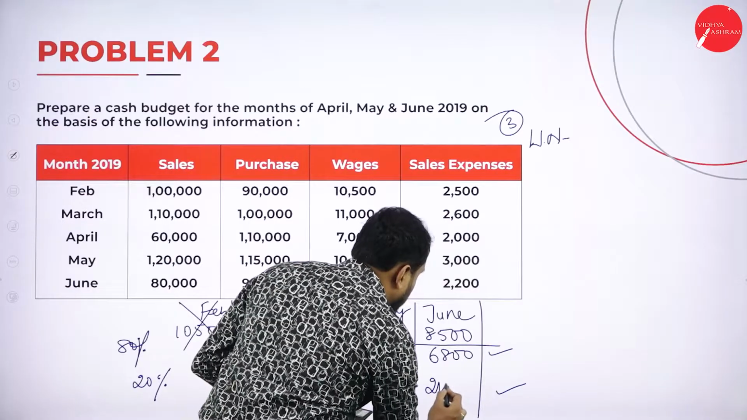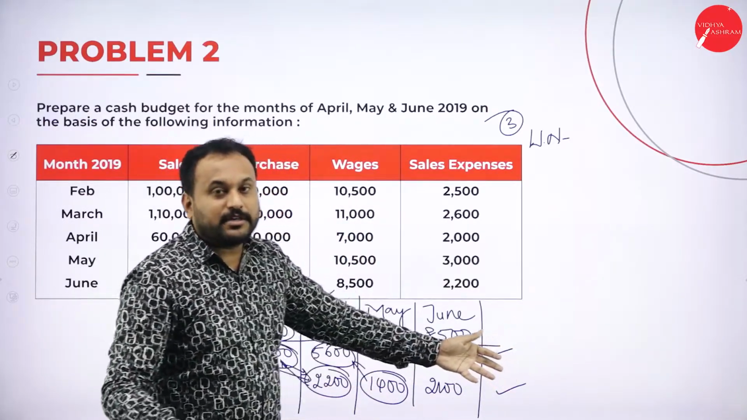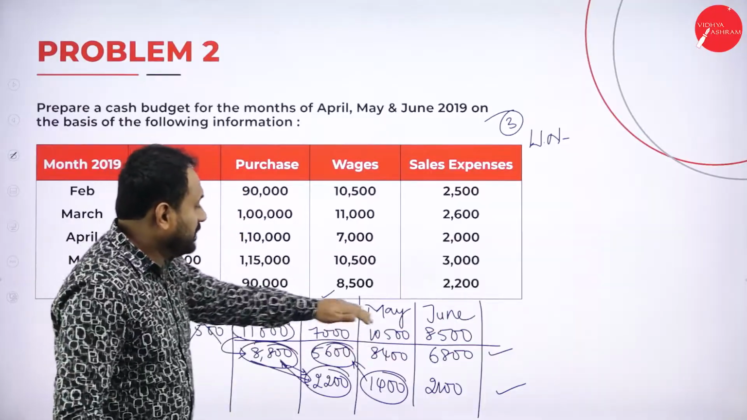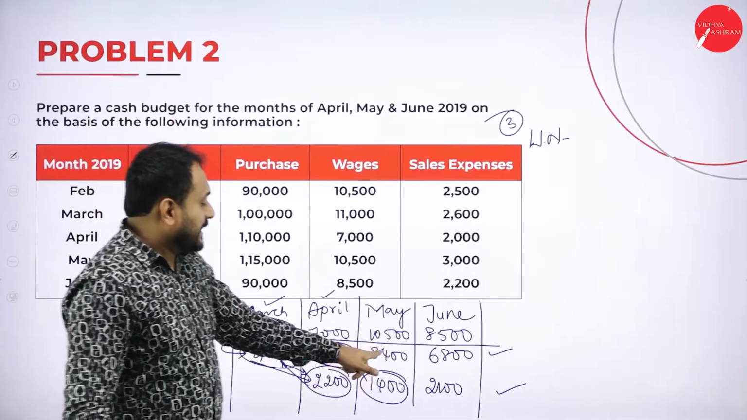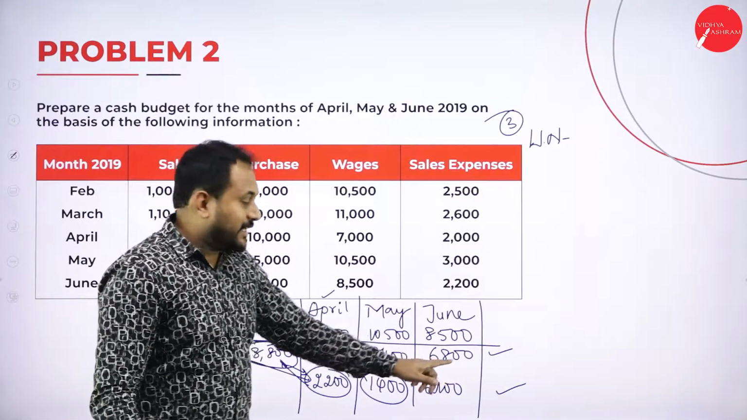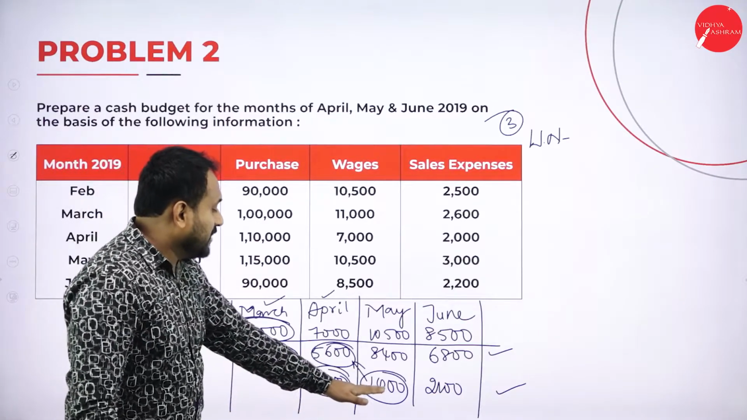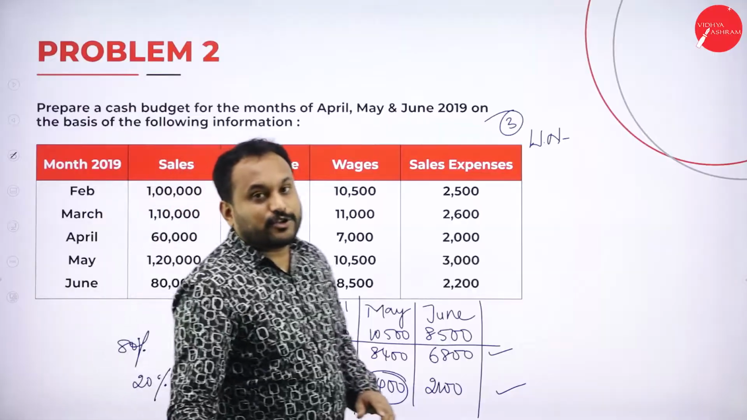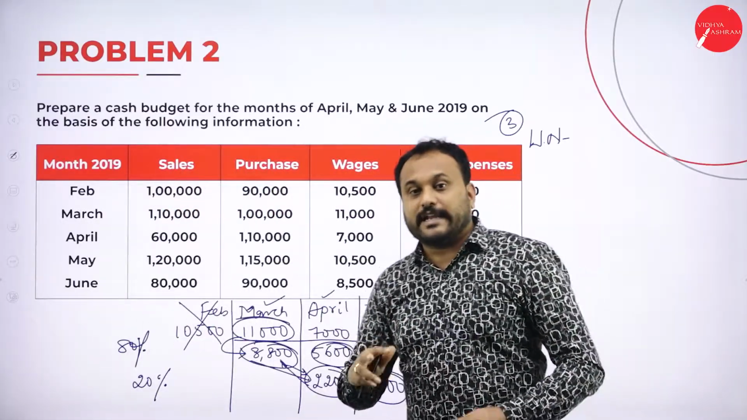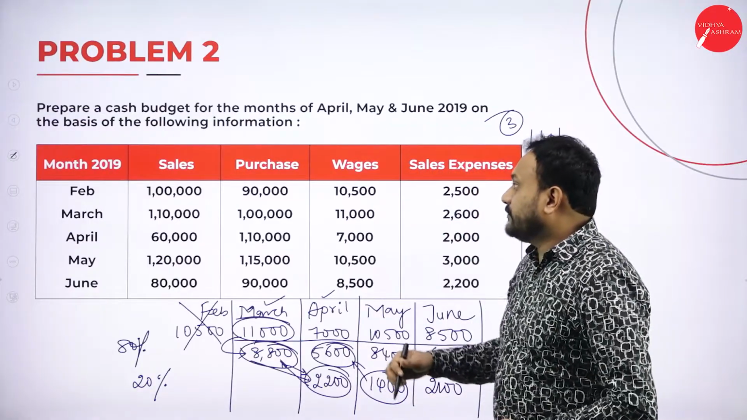Here 2,100. Now should I calculate for July? I don't need to, because I just need to prepare April, May, June. So my entry will be 5,600, 8,400, 6,800. For the 20% in arrears, in the sense 2,200, 1,400, 2,100. That is what I'm supposed to write. So you can go with two entries, or you can sum up in one entry itself. So let's go with two entries here.